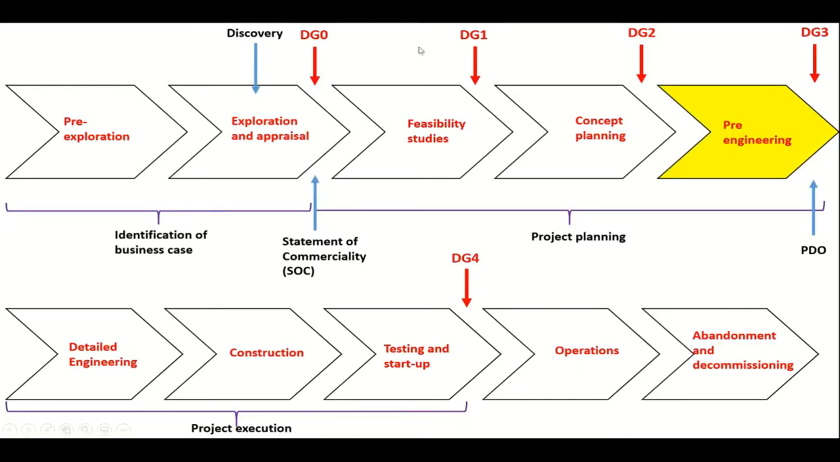After that, DG2, I already try to pick a concept. It's more or less locked, the concept, how I'm going to produce the field, roughly how many wells I need, the strategy for flow assurance, safety, and the plan. And then I proceed to the pre-engineering phase.